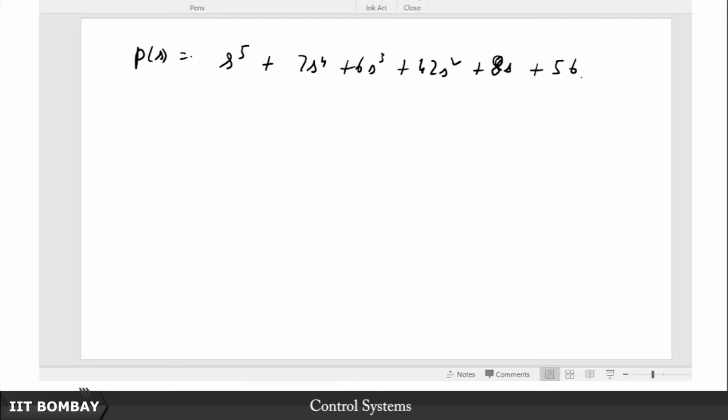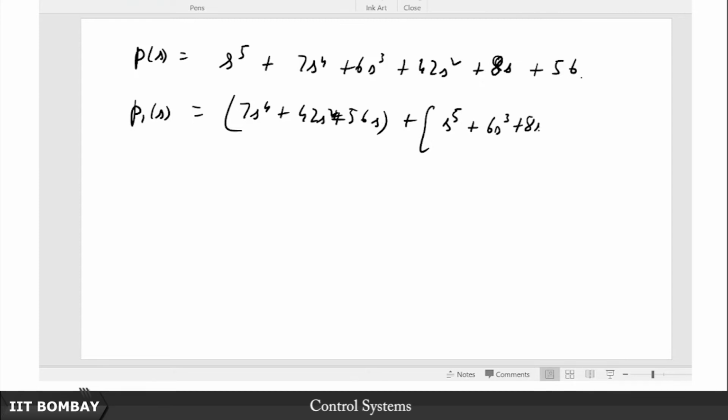Okay. So now let me try and get P1s from this. I am going to first keep the even part intact, plus 42s square plus 56s, plus, now I am going to try and subtract this s to the 5 plus 6s cube plus 8s minus, what do I need to do? I have to adjust by s by 7. Yeah, if I adjust by s by 7, then I have 7s to the 4 plus 42s squared plus 56s.